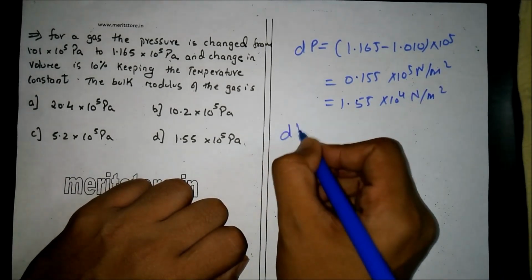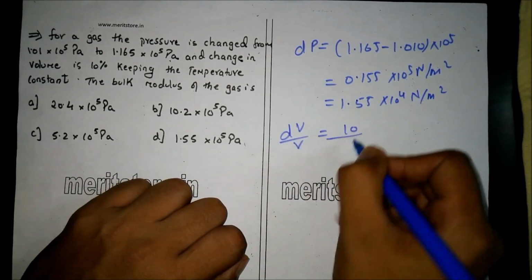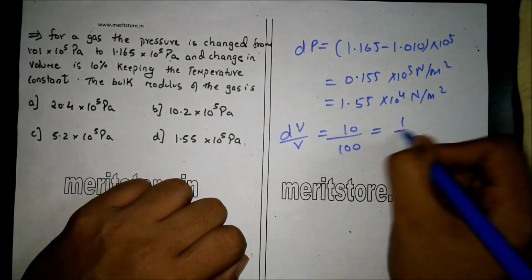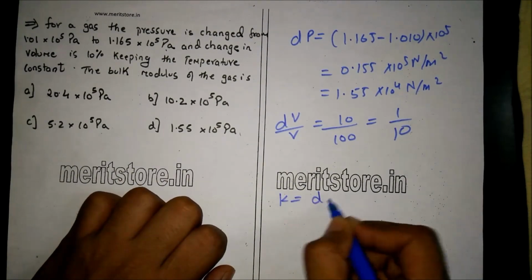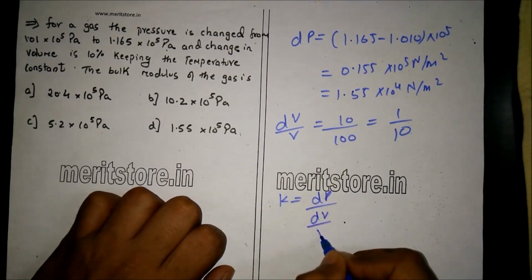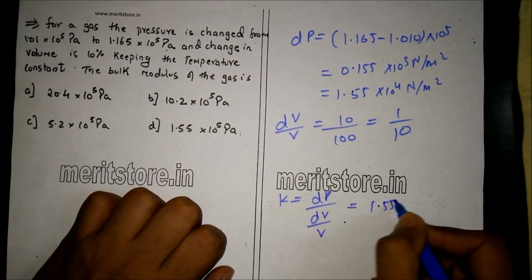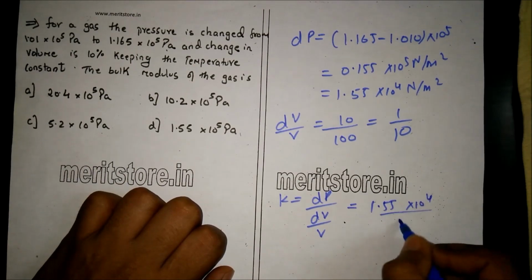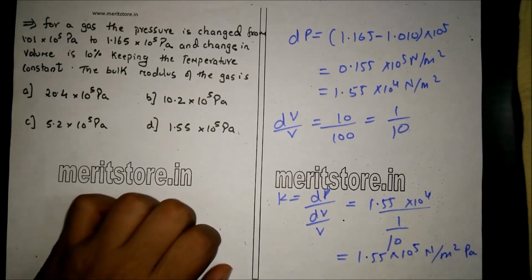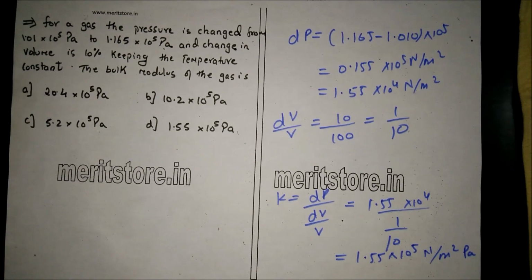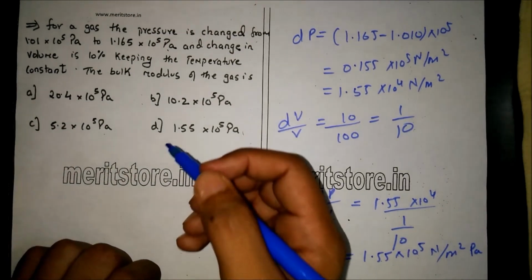And the change in volume dV upon V is 10%, which is 10 upon 100. It is equal to 1 by 10. Therefore, the bulk modulus K will be given as dP upon dV upon V, which is equal to 1.55 into 10 raised to 4 upon 1 upon 10, which will be equal to 1.55 into 10 raised to 5 Newton per meter square, which is pascals. Therefore, the correct answer here is 1.55 into 10 raised to 5, which is option D.